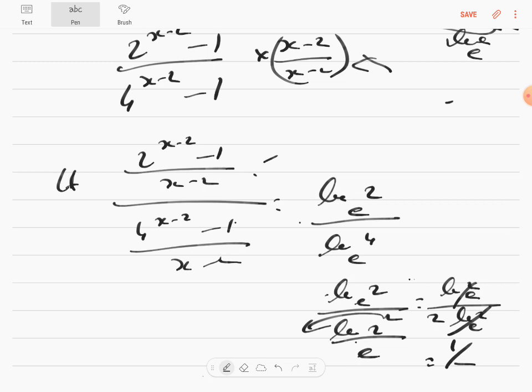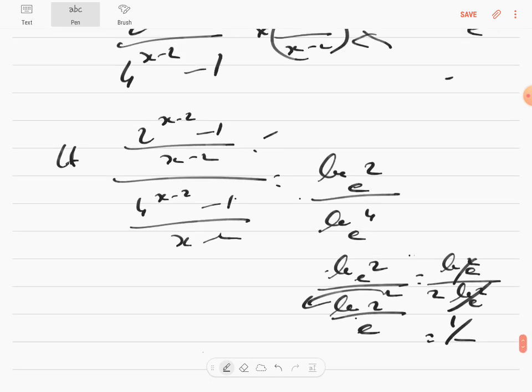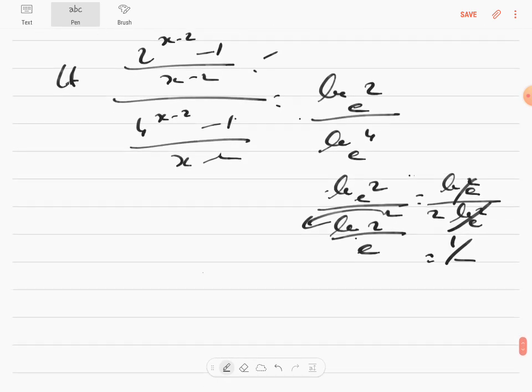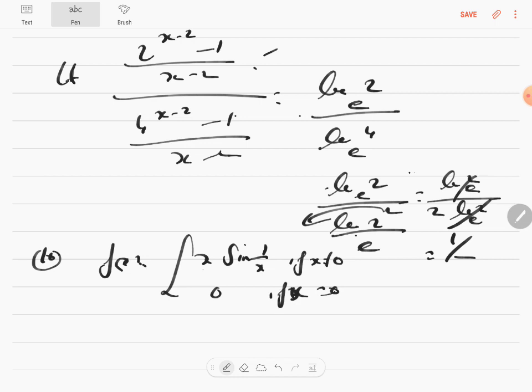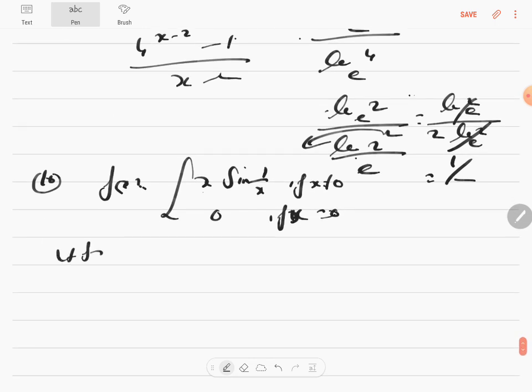So let's go to the next question. That was a tricky question. Let's go to the next question, which is again very important. 16th question. f of x is equal to x sine 1 by x if x is not equal to 0, and 0 if x is equal to 0. So for the right hand limit and left hand limit, the limit of f of x as x tends to 0 from the left and x tends to 0 from the right, you have the same answer.